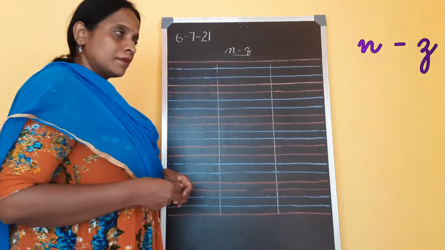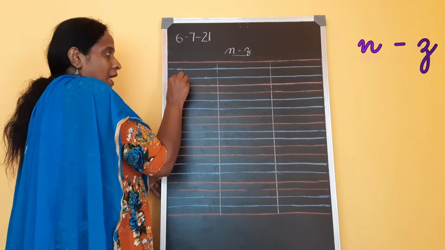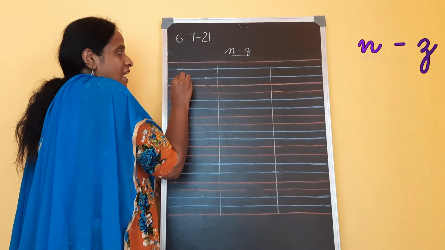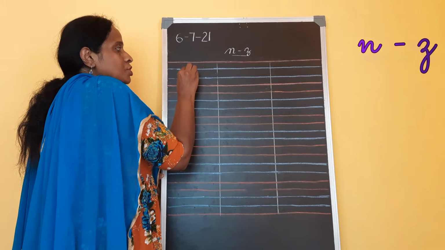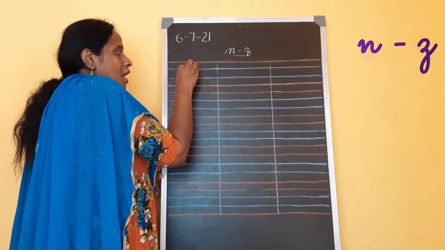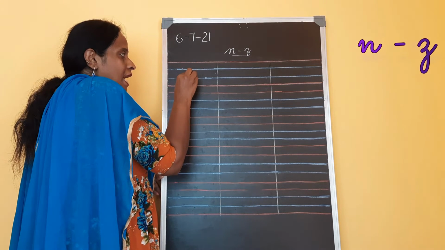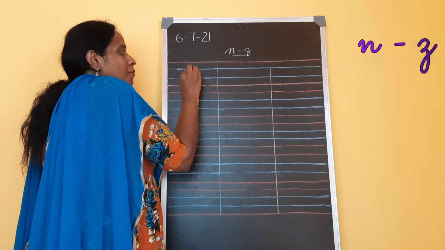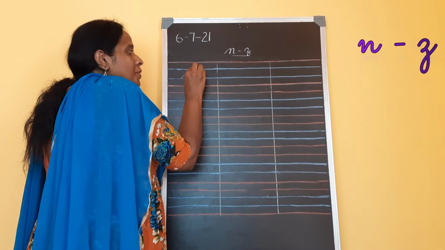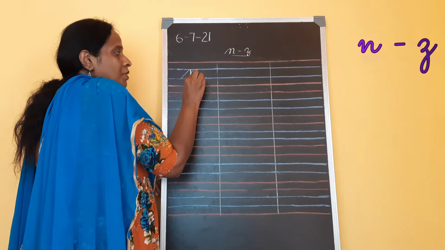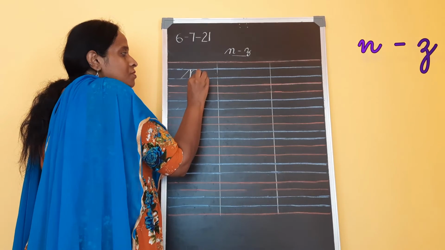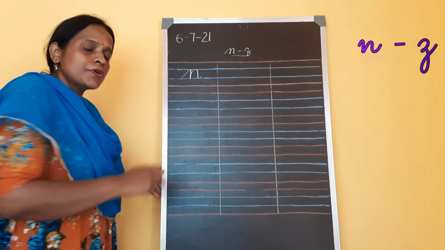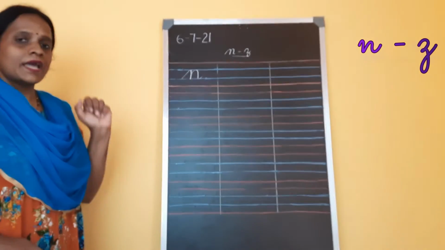How to write N? Starting from the second blue line, go up with the slanting line, touch the first blue line, take a turn, come down with the standing line, go up on the same line. Now, come down with the down U curve. Touch the second blue line, go up with a small tail. This is how you are going to write cursive N.